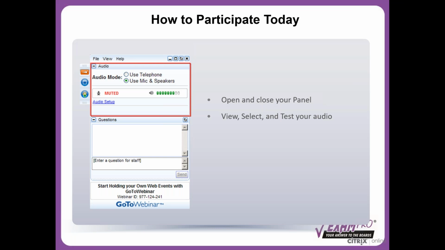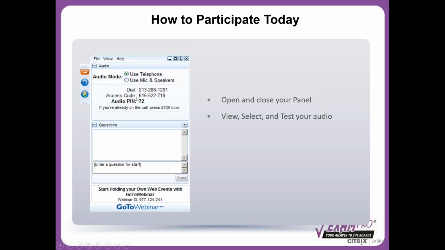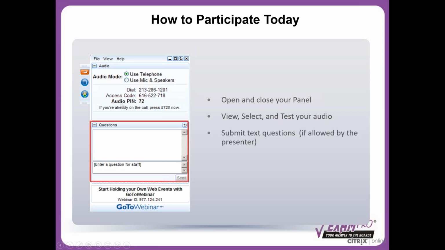However, if you're in an area with a lot of background noise or you just prefer to use a telephone, you can click the audio setup button and then use telephone. You'll be given a number to dial in, an access code, and an audio PIN number. You must enter the audio PIN number in order for me to be able to unmute you so that you can participate in the webinar. The bottom section of the control panel is something that we do not use, so please don't type any questions in here because I will not know that you did that.